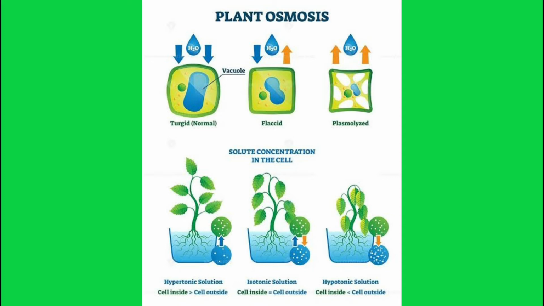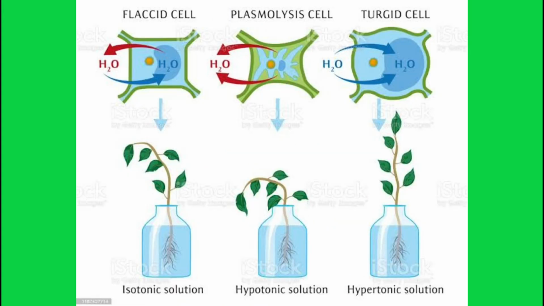Hence, water potential becomes equal to solute potential. Normal living cells when kept in hypotonic solutions become flaccid. In such cells, the pressure potential becomes zero, as the water potential becomes equal to solute potential. That is psi W is equal to psi S. S means solute.